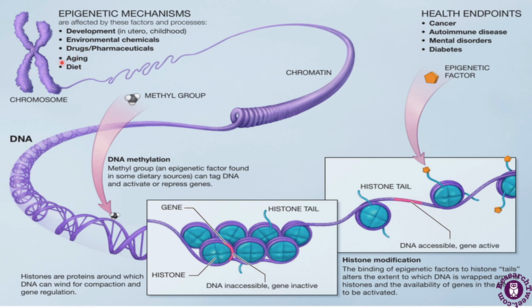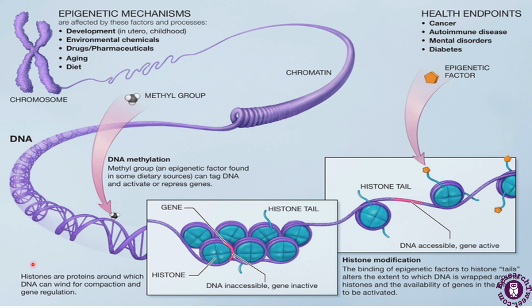From here, one part of the chromosome is called the chromatin. Chromatin has DNA in it. So there is the process of DNA methylation which we have already studied. The methyl group, which is an epigenetic factor, is found in some dietary sources and that can tag DNA and activate or repress the genes. So this is a methyl group. It has been added to this.